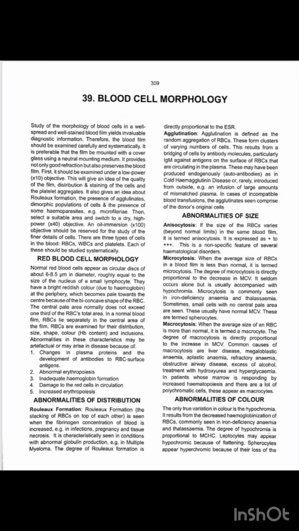There are three types of cells in the blood. There are RBCs, WBCs, and the platelets. Each should be studied systematically. First of all, there will be the RBC morphology.